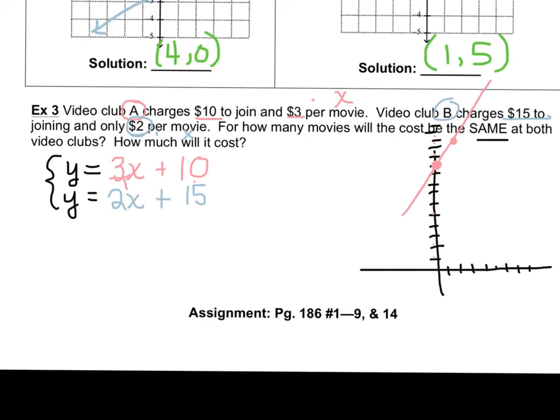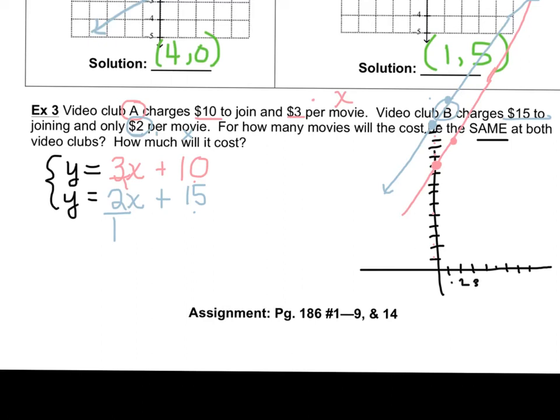Now for the blue equation, I'm going to start up 15, and my slope for this one is up 2 over 1. So up 2 over 1. So this line is going to look like that, and it looks like this graph might not even intersect on the page we have. They look like they're going to intersect way far away. So let's pick some numbers that are way over there on the x-axis.